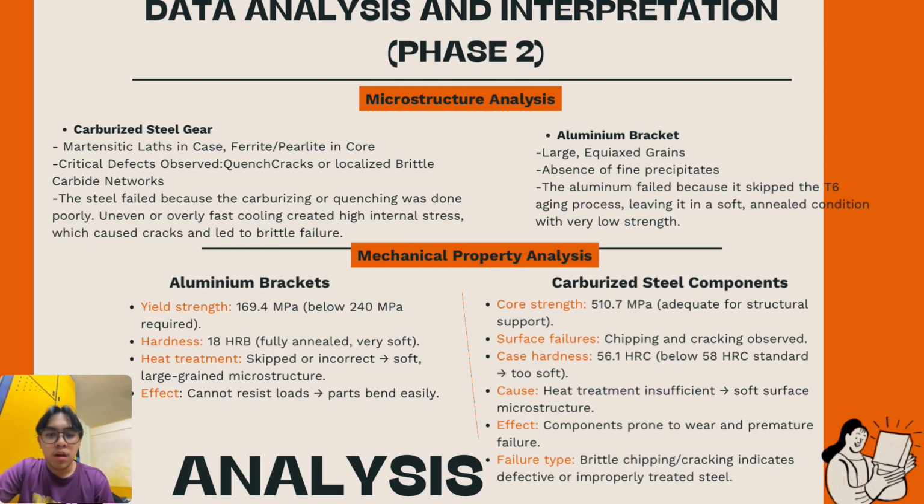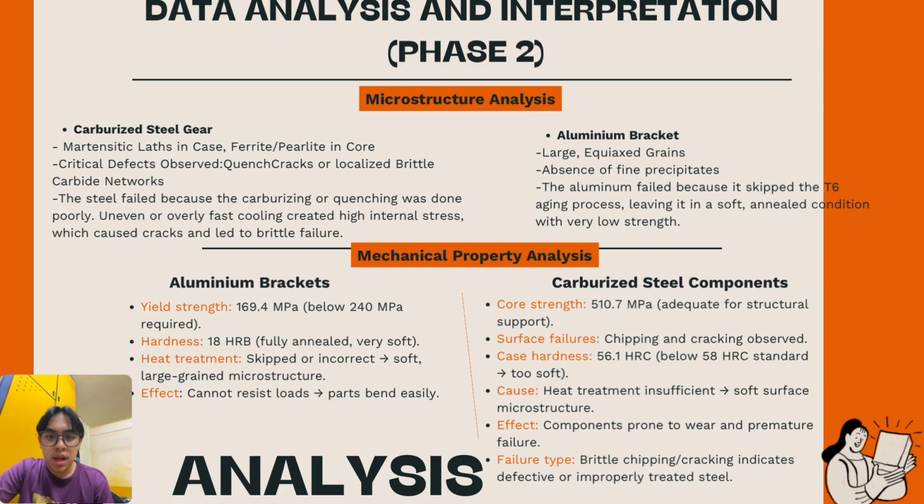Carburized steel component. For the steel component, the core strength is 510.7 megapascals, which is acceptable. However, chipping and cracking were observed on the surface. The case hardness is 56.1 HRC, still below the standard of 58 HRC.